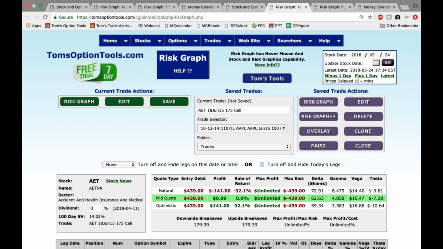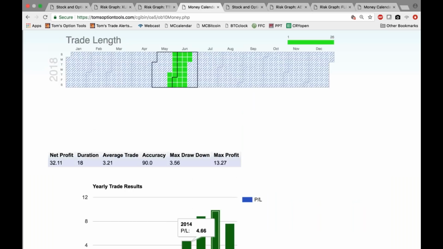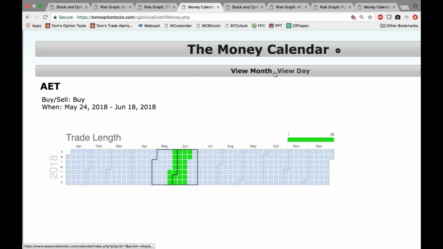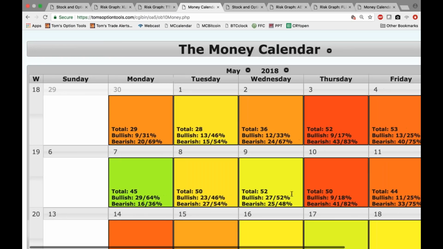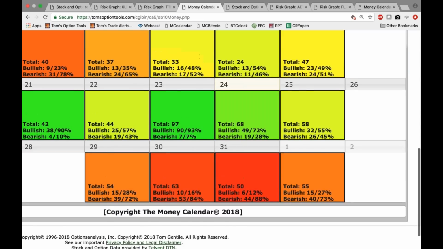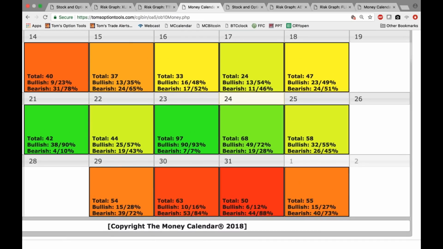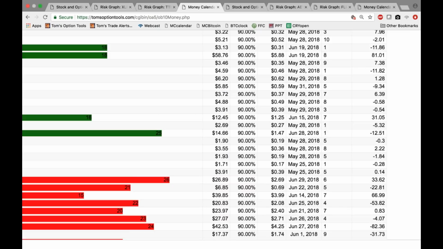All right, so I'm going to go look at, let's go to Money Calendar one more time. And let's look for a bear. I mean, maybe not a bear today. Let's go ahead and go back to the month, and let's go to tomorrow. So tomorrow I have 58 trades, potential opportunities. 55% are bullish and 45% are bearish.